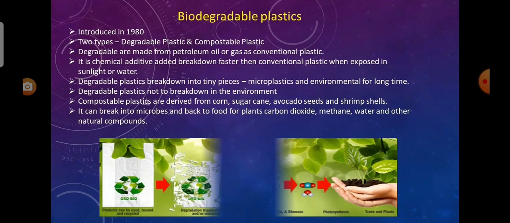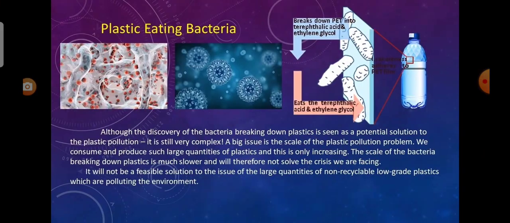Compostable plastics are derived from corn, sugarcane, avocado seeds, and shrimp shells. They can be broken down by microbes into food for plants, carbon dioxide, methane, water, and other natural compounds.